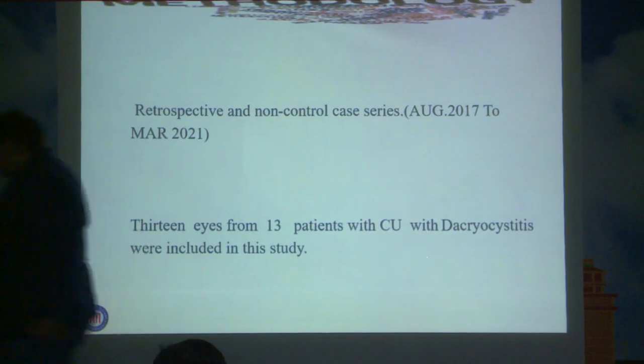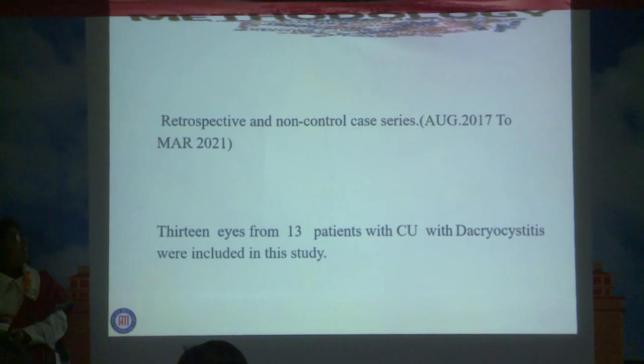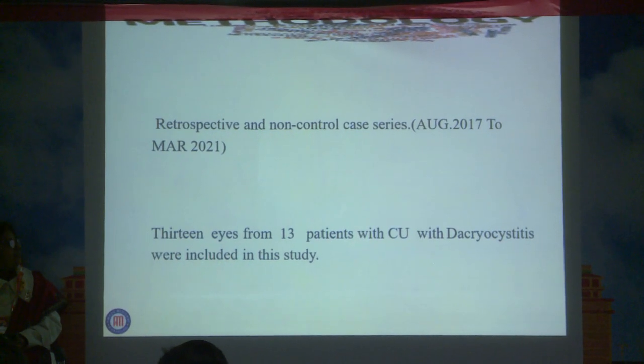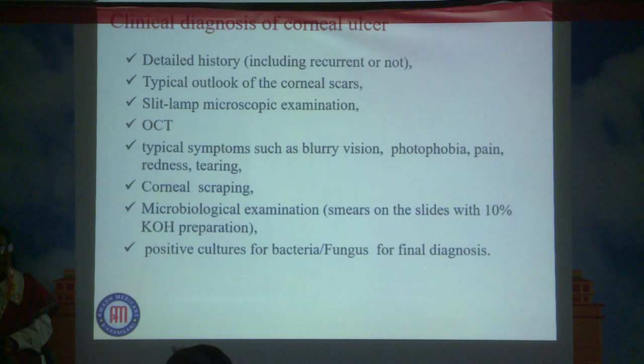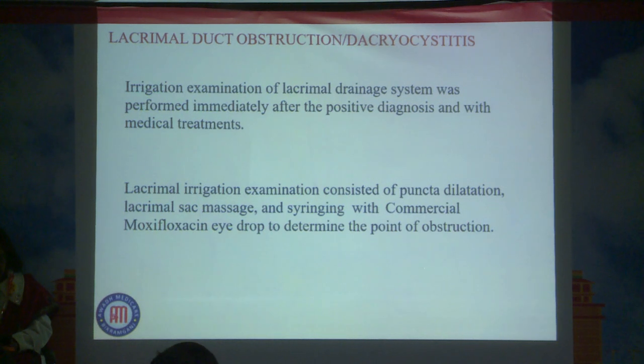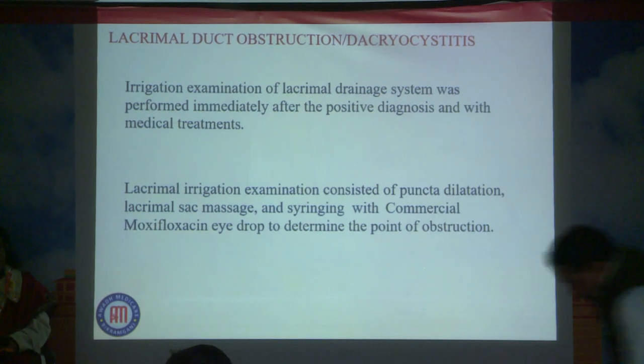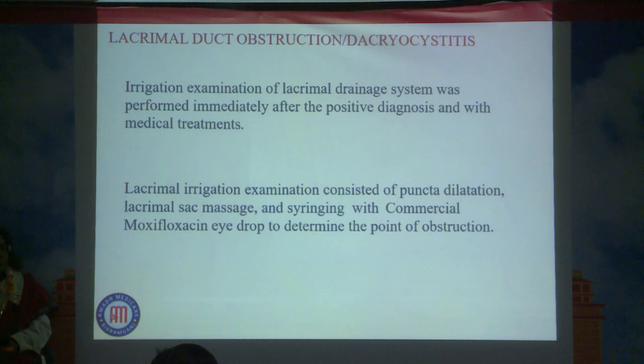This is a retrospective, non-controlled case series from August 2017 to 2021. I included 13 cases, 13 eyes from 13 patients, with corneal ulcer with dacryocystitis. Clinical diagnosis of corneal ulcer was made, as everybody knows, and I added OCT of the anterior segment. Lacrimal duct obstruction was assessed by irrigation examination of the lacrimal drainage system immediately after the positive diagnosis with medical treatments. Lacrimal irrigation consisted of punctum dilatation, lacrimal sac massage, and syringing with commercially available moxifloxacin eye drops to determine the point of obstruction.